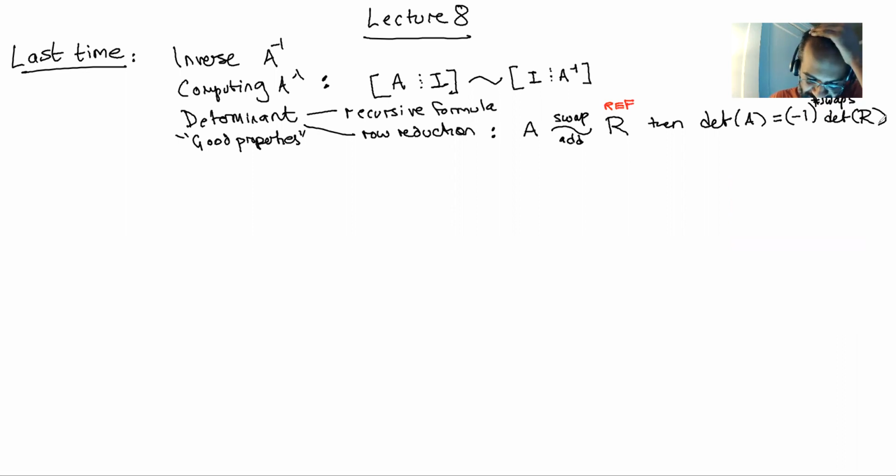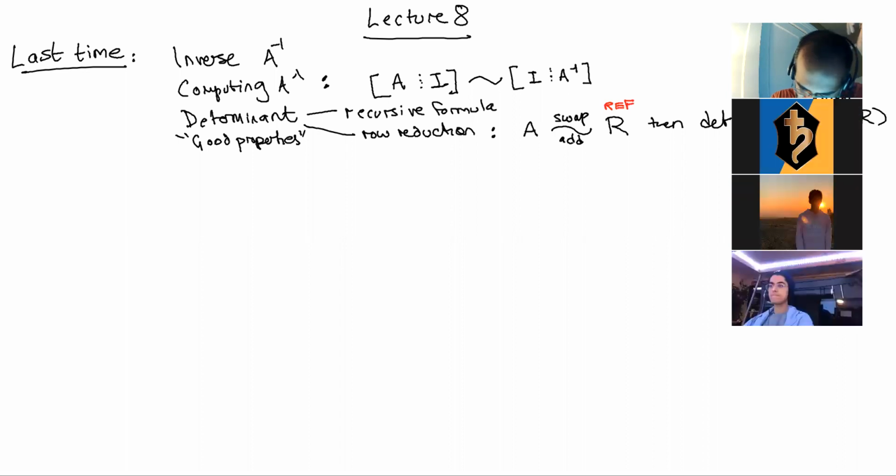So in particular, we have two different algorithms for computing the determinant of a matrix. Sorry, can everybody mute themselves if you're not asking a question? Yeah, okay. Okay, good.